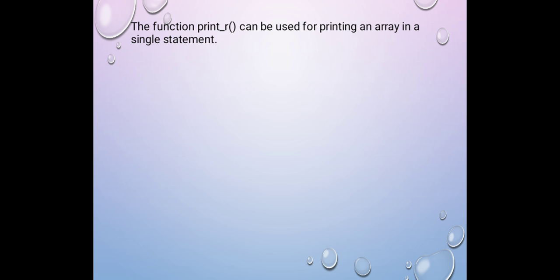And the function print_r can be used for printing an array in a single statement. The syntax is print_r within parentheses the array name, that is print_r(arrayname); terminated with a semicolon.